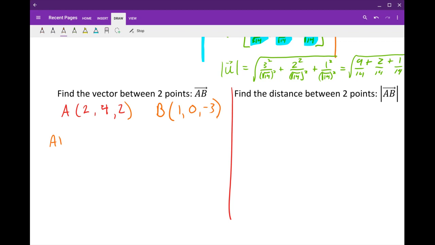If I want to find the vector AB, it's actually pretty easy. I just go 1 minus 2, comma, 0 minus 4, comma, and negative 3 minus 2. And I got negative 1, negative 4, and negative 5. And this is vector AB.